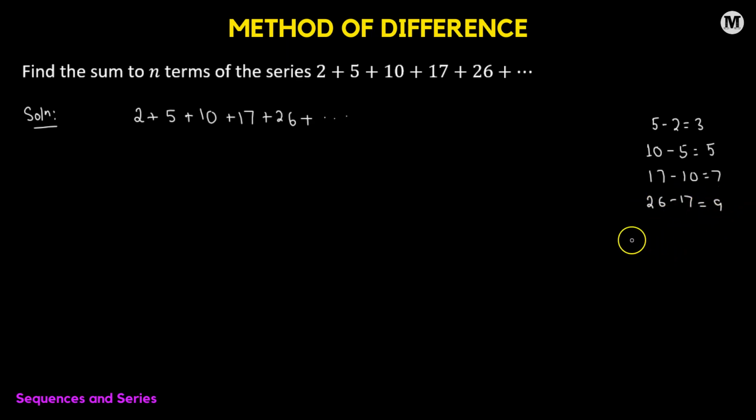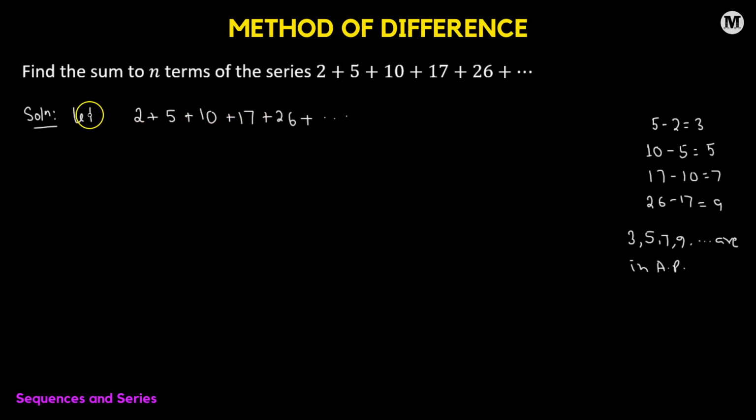Now clearly, we observe here that 3, 5, 7, 9, these terms are in arithmetic progression, with the first term a equal to 3 and the common difference equal to 2. Now, this is known as the method of difference. So, we'll be using this method to find out the sum to n terms.